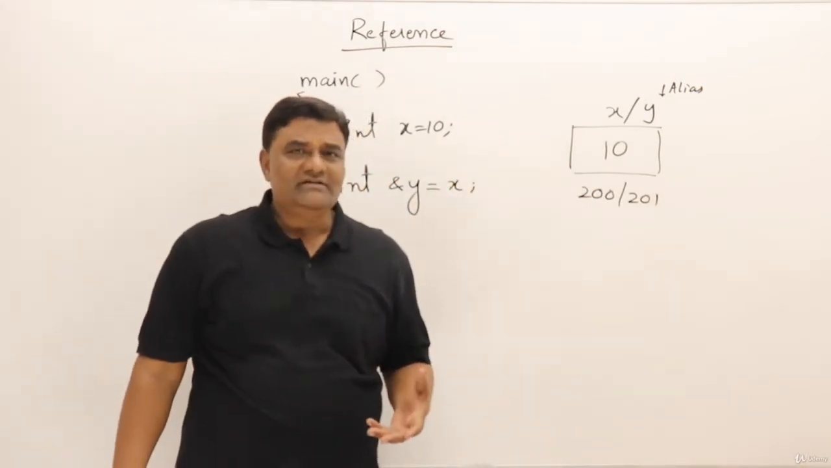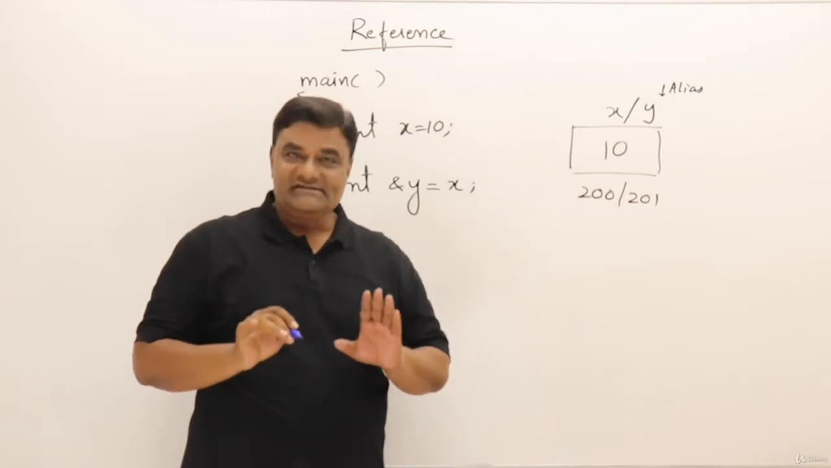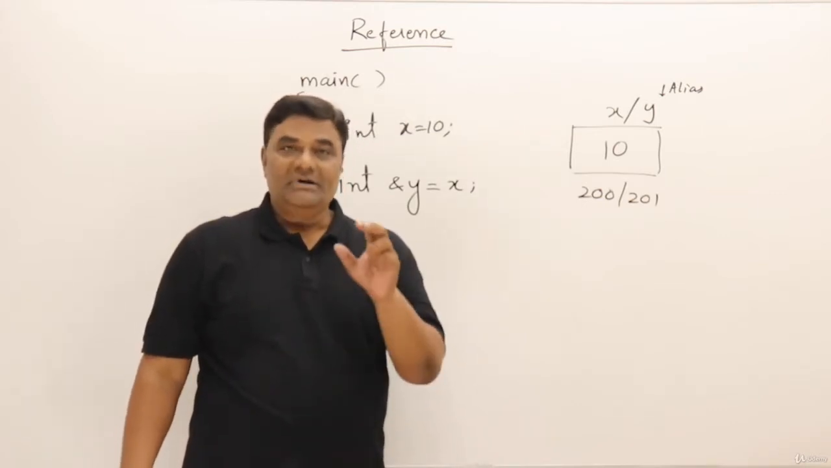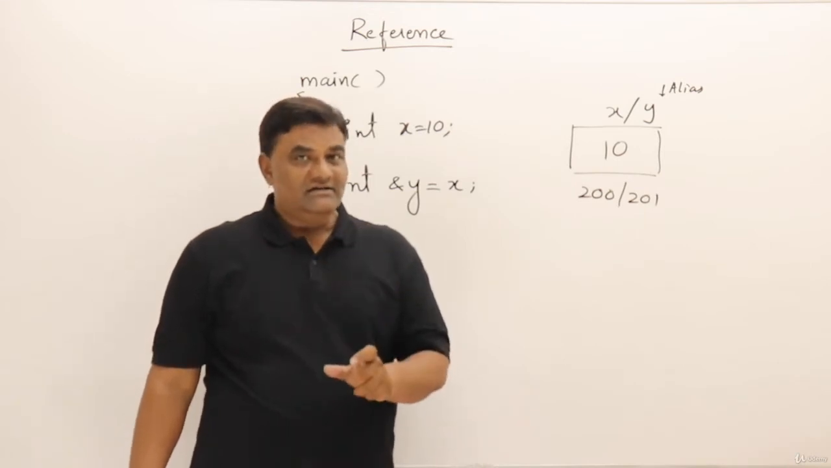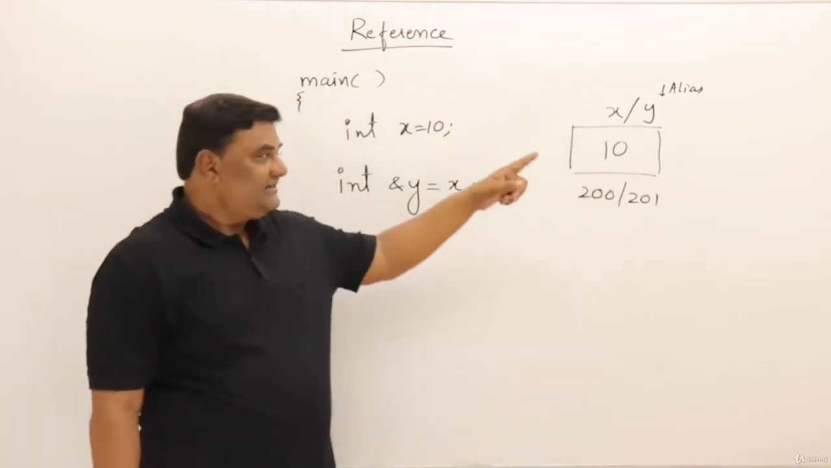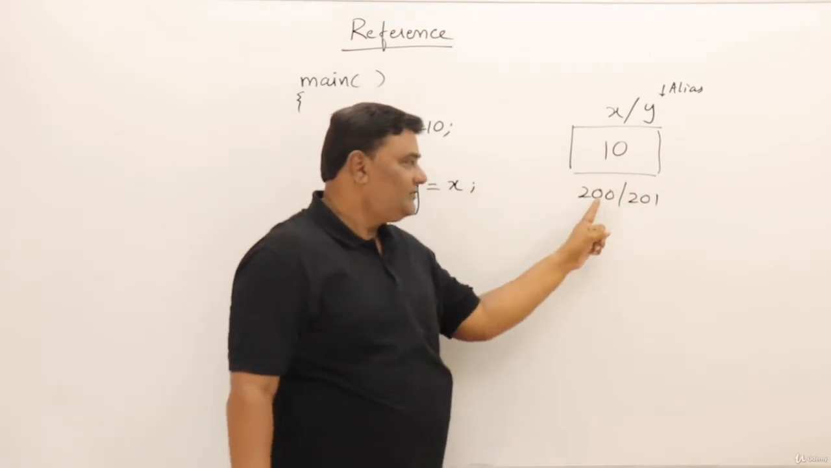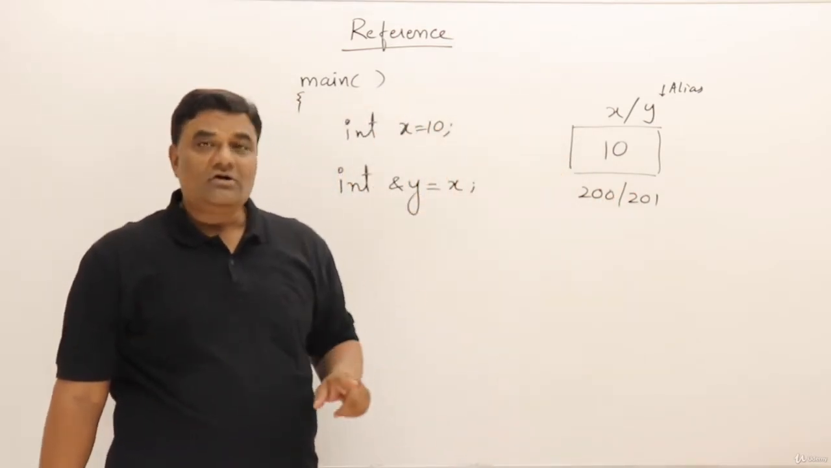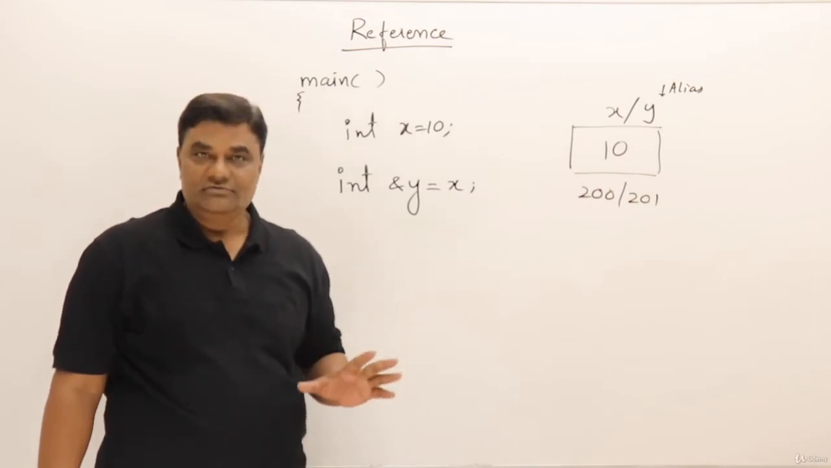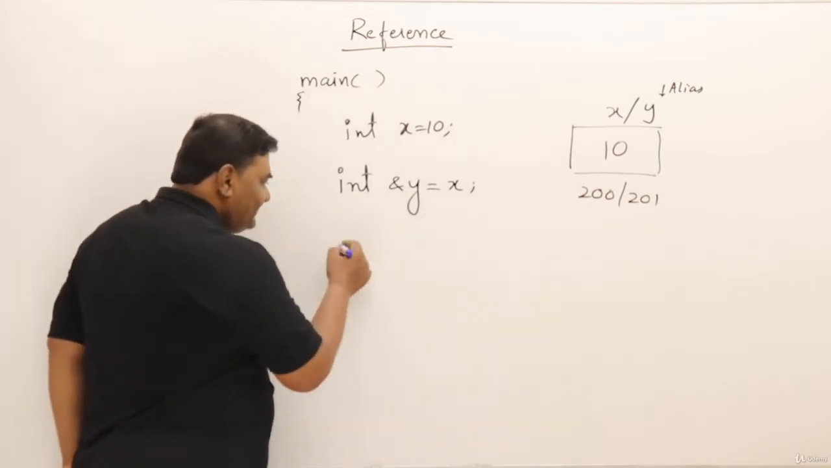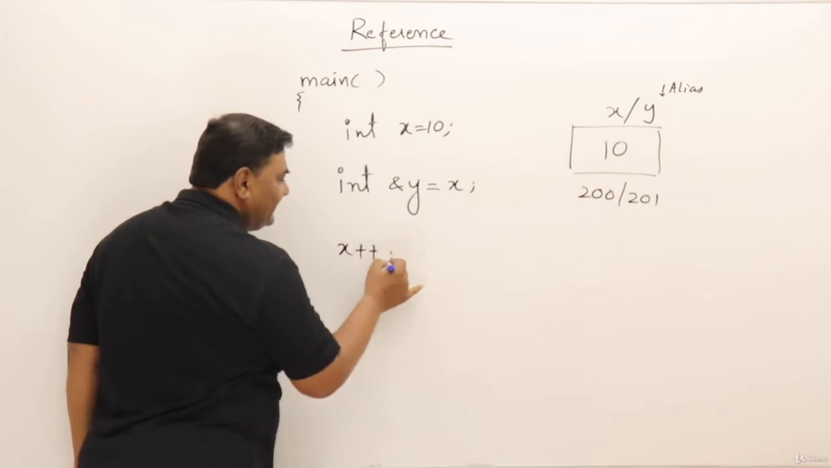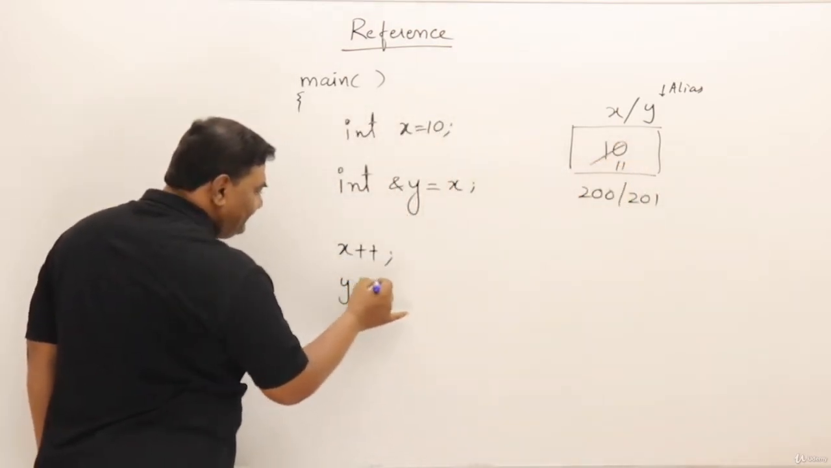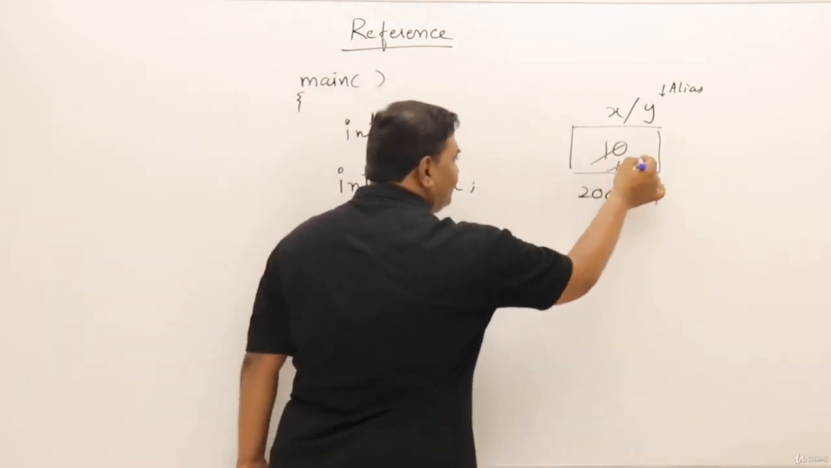So why do you need this? We don't need it inside the same function. Where do we need it? I will show you in my next topic. But you can have another name for a variable. So that same location 200, 201 can be called with name x, and can also be called with name y. Right? So if I say x plus plus, then this value becomes 11. Same way, if I say next y plus plus, then this value becomes 12.